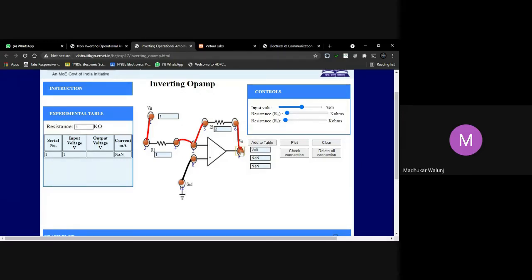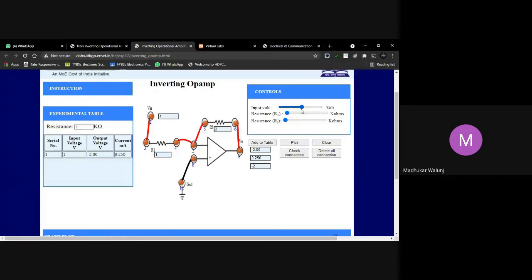I think the connection here is not correct. I'll clear it. RF, R1, 1, I will say add to table. So you can see here the input voltage is 1 and the output voltage is minus 2. Why is it minus 2? Because the gain is minus RF divided by R1, 2 divided by 1, which is 2. The gain is 2 here, and the voltage is minus 2 because of minus 2 multiplied by 1.